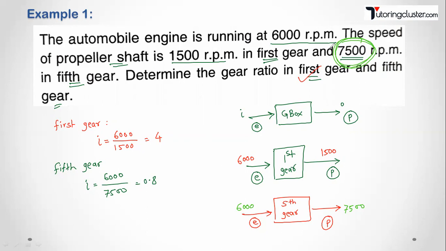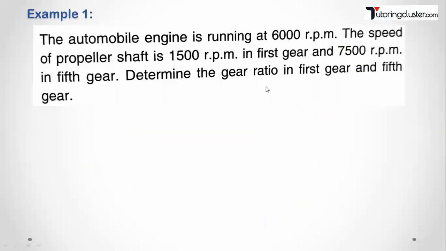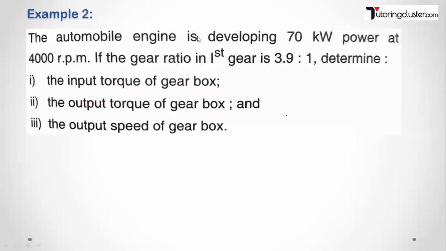Right. So let us see this example number 2 now. Read the statement. The automobile engine is developing 70 kilowatt power at 4000 rpm. So input side का power और torque speed दिया हुआ है. Now gear ratio in the first gear it is 3.9. Determine the input torque and output speed of the gearbox.